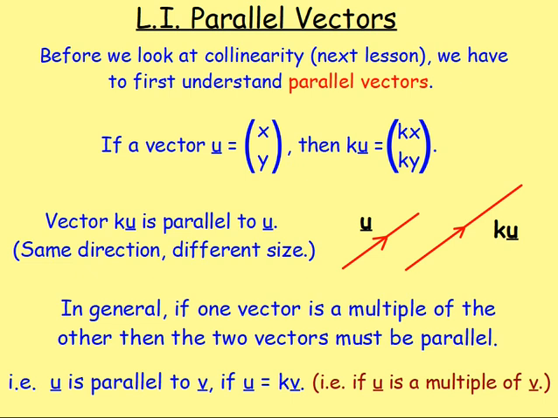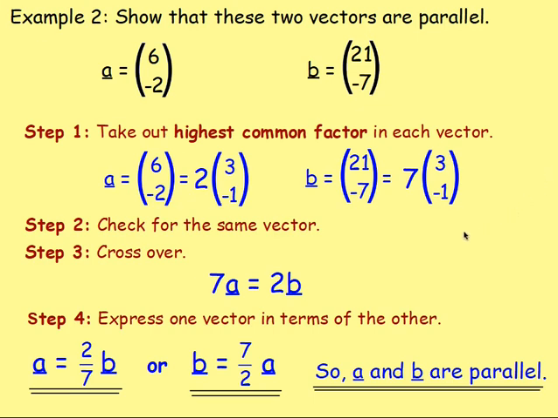We're then moving on to look at parallel vectors. Before we look at collinearity, we have to first understand parallel vectors, which is why I put in this lesson. So if you have a vector u, so let's say it's x, y, then ku will be kx, ky. You're multiplying both x and y by k. Vector ku is parallel to u, you can see that there, and really, if one vector is a multiple of the other, then the two vectors must be parallel. We went on to some examples with that.